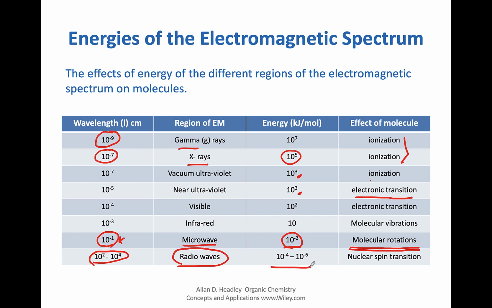Energy is much less, 10 to the negative 4 kilojoules per mole, and that's used for electronic spin transition in molecules. We'll do that when we do the nuclear magnetic resonance spectroscopy. So this gives you a summary of the energy as it relates to wavelength and their effects on molecules.